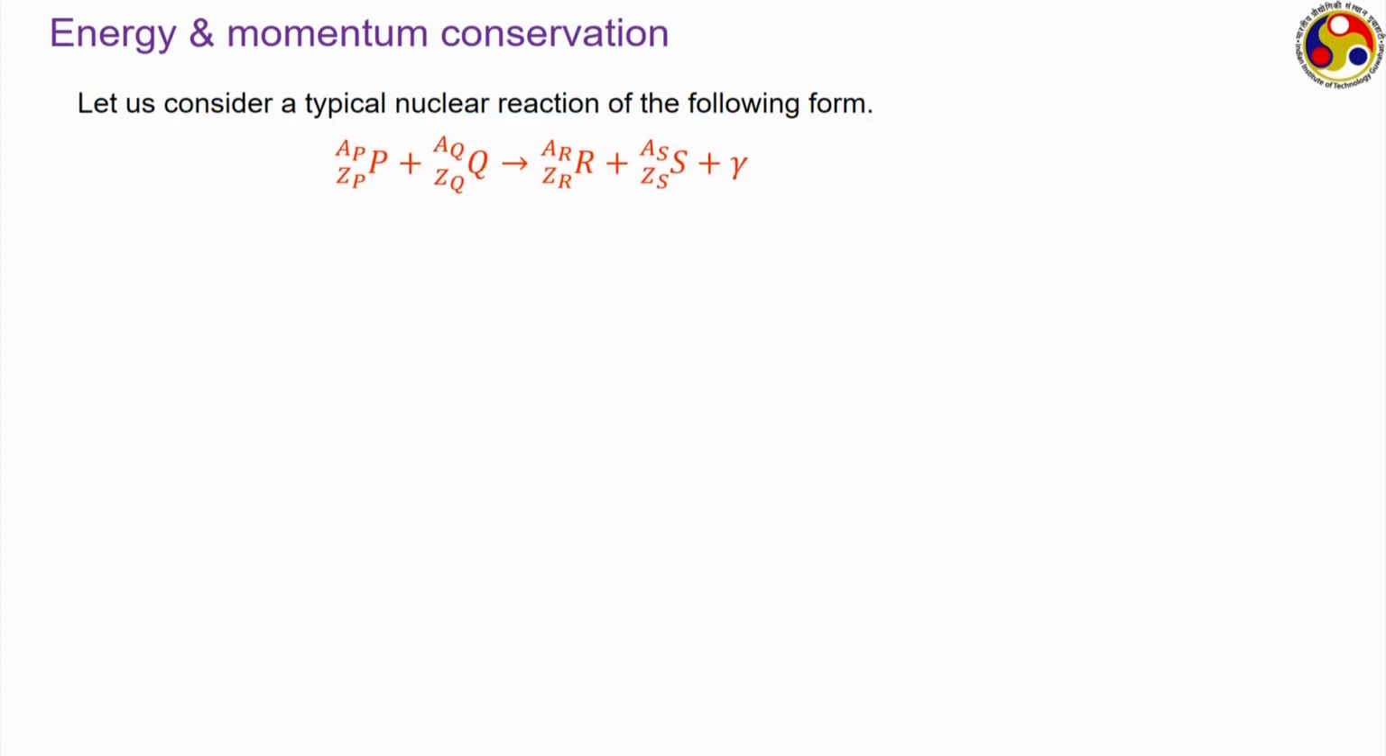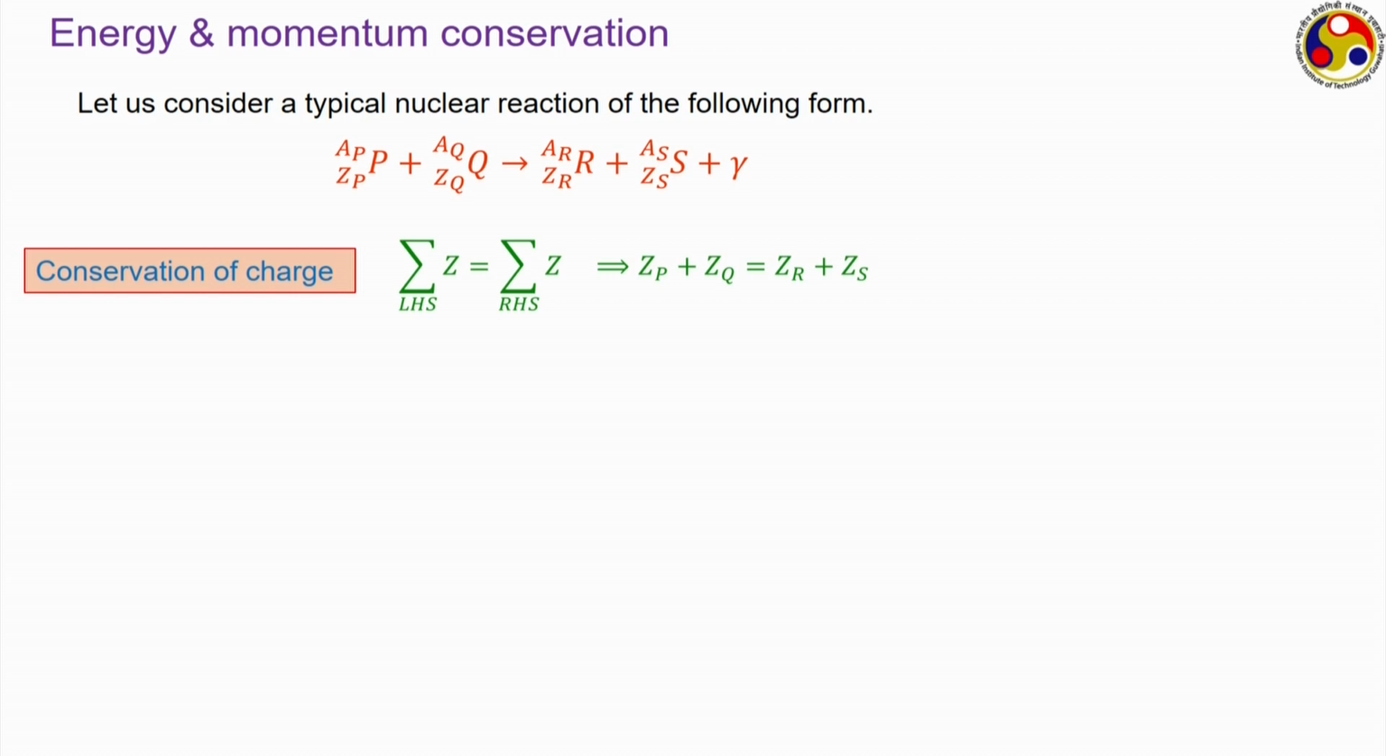Now, let us take a simple or a very typical nuclear reaction, where P and Q are the reactants, R and S are the products, and a gamma photon can also be found on the right hand side as a product. Then there are three different conservations or balances that we have to ensure. First is the conservation of charge, that is, the total charge on the left hand side must be equal to the total charge on the right hand side. As per the equation shown here, Z p plus Z q is the total charge present on the left hand side, so that should be equal to Z r plus Z s. Gamma definitely does not have any charge, because that is a photon, or you can also visualize that as an electromagnetic wave.